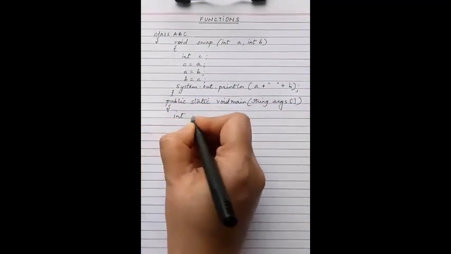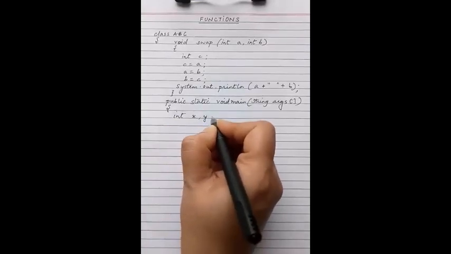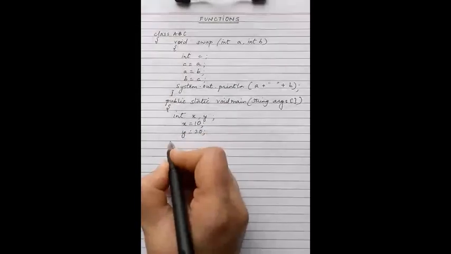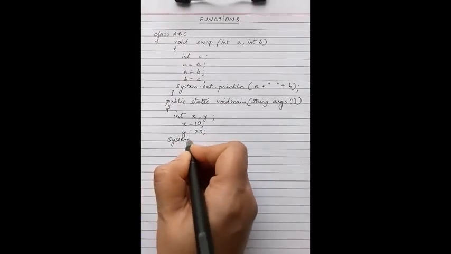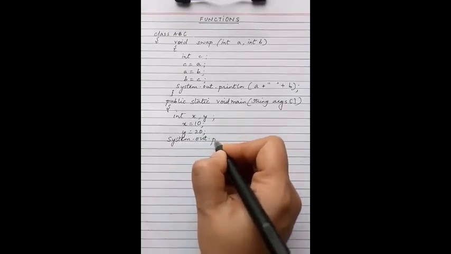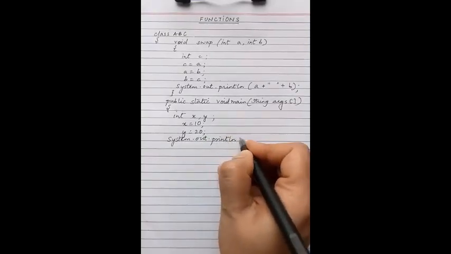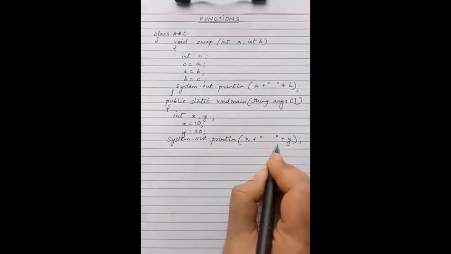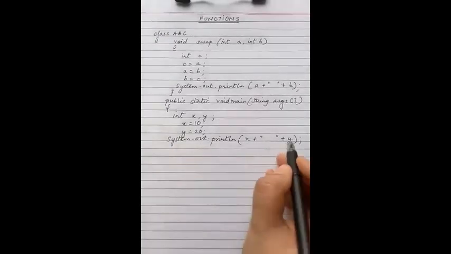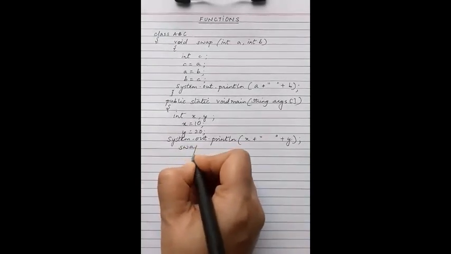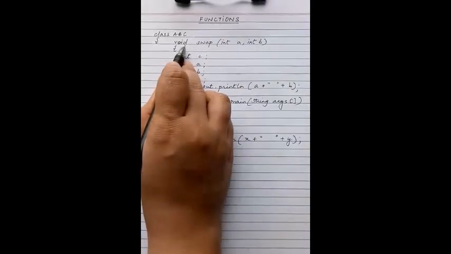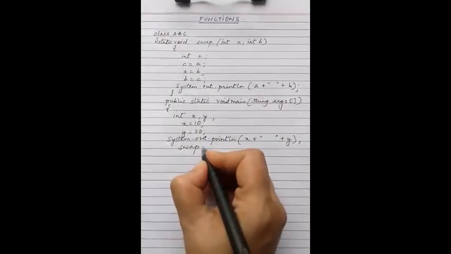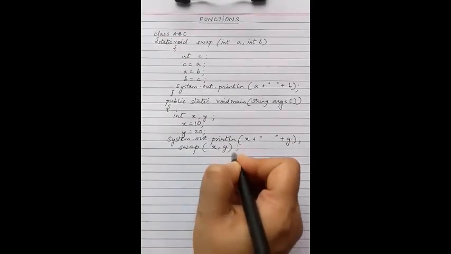Here I have declared two variables x, y. In x I have initialized 10, in y I have initialized 20. And here I am printing the values of x and y. After this printing, it will print 10 here and it will print y and 20 here. I am calling the swap function. See, this is a static function, this is a non-static function. So I am writing static void main. Okay, swap function, and I am passing x and y over here.